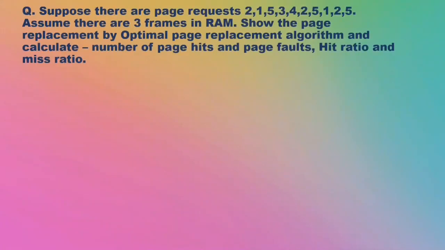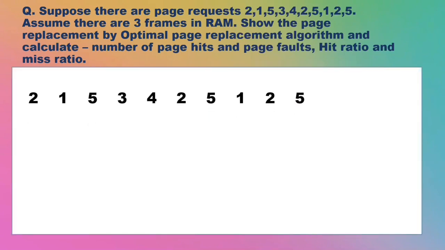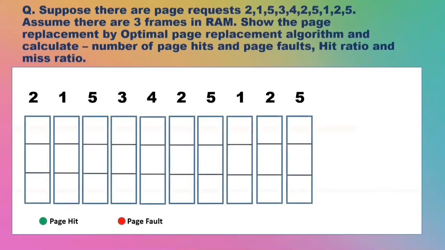So suppose there are page requests 2 1 5 3 4 2 5 1 2 5. Assume there are 3 frames in RAM. Show the page replacement by the optimal page replacement algorithm and calculate the number of page hits and page faults, hit ratio and miss ratio. So let's see how this problem can be solved by the optimal page replacement algorithm. So these are our page requests. Our RAM contains 3 frames.